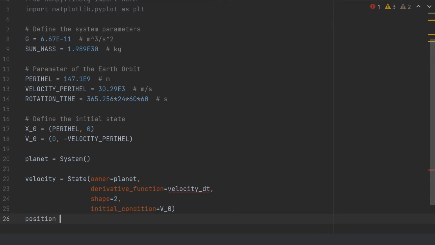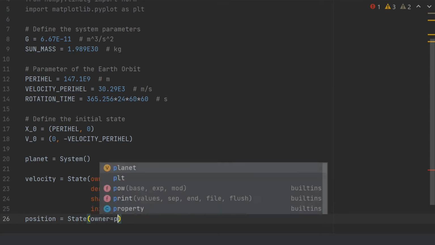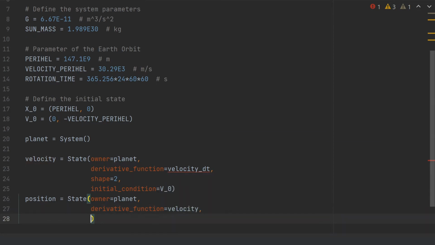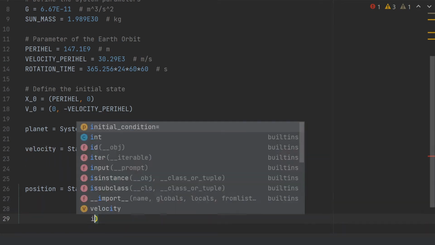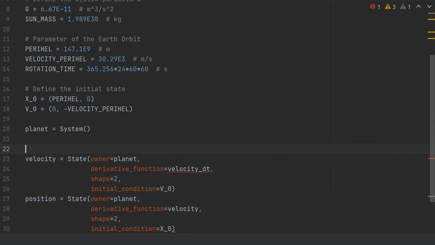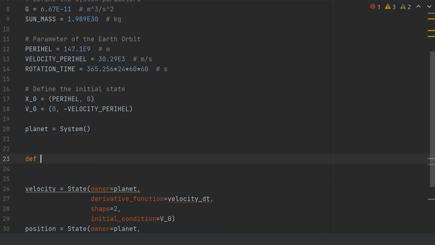For the position, we do the same. Here, the derivative function is simply the velocity state. Its shape is also 2, and its initial condition is x0. Now we define the derivative function.